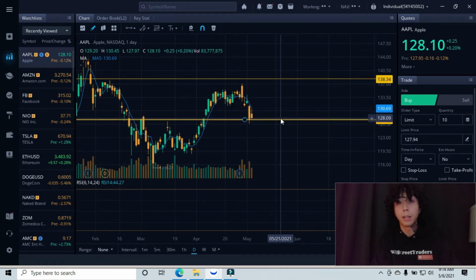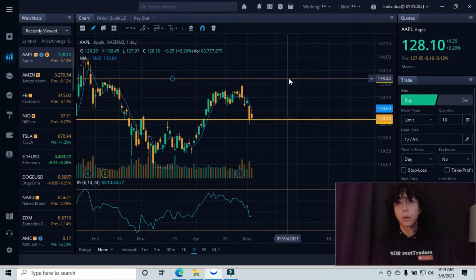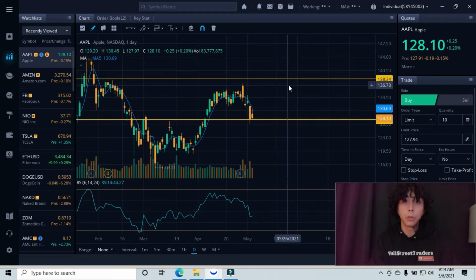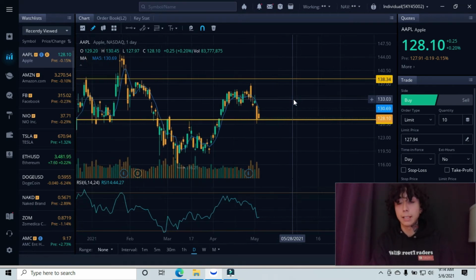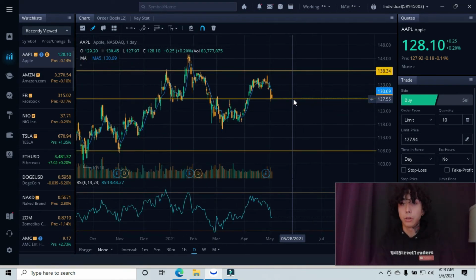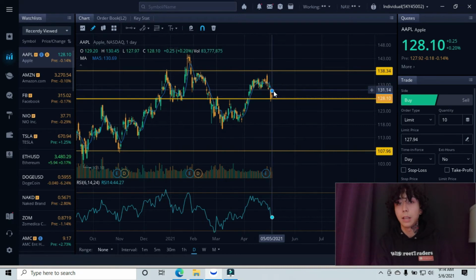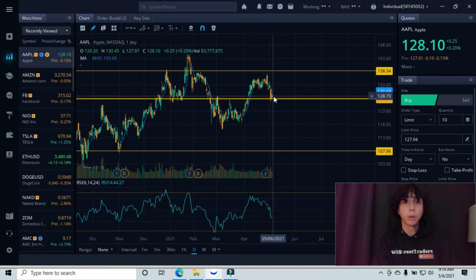However, it's definitely possible that we can bounce from this area. And you maybe want to set your first target to the $131 area, and then your second target being at the highest point that's been tested at the $138 area. So that's the one ideal entry that I can say for you guys. I usually give two ideal entries that you guys could get in. Like I said, this would be obviously the more aggressive.